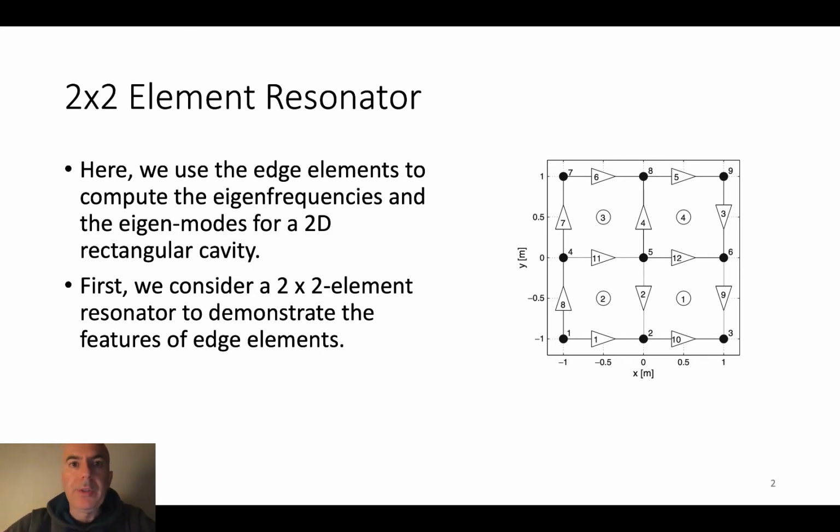Your assignment will ask you to calculate the eigenfrequency and the eigenmodes and to plot them on a circular domain using triangle elements. So pretty much the very same technology that I'm discussing now is also going to apply to your assignment. The problem that I'm presenting now is rather simplified. We consider a 2 by 2 element resonator to demonstrate the features of the edge elements.